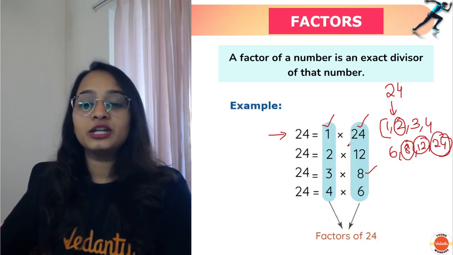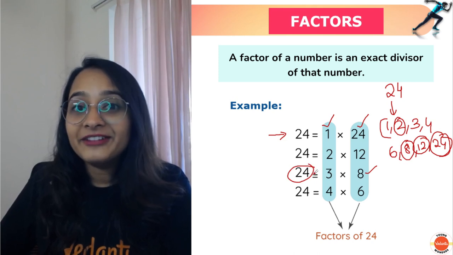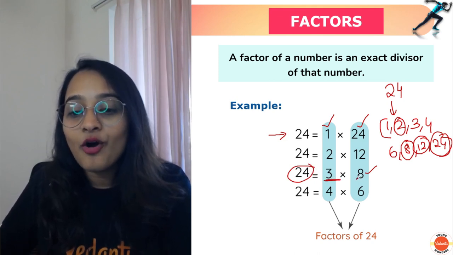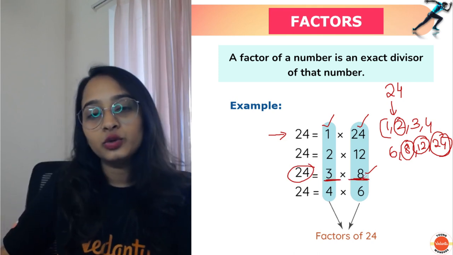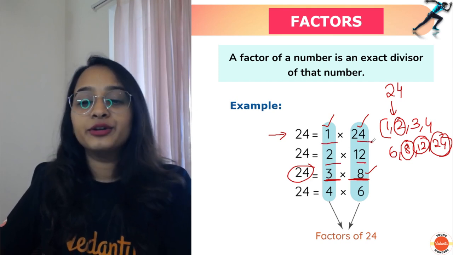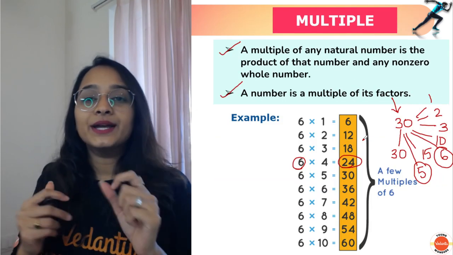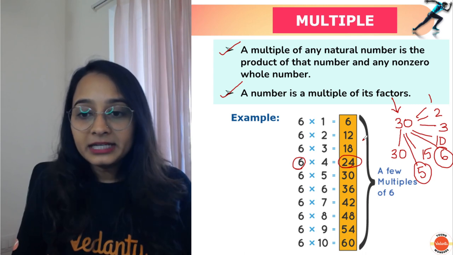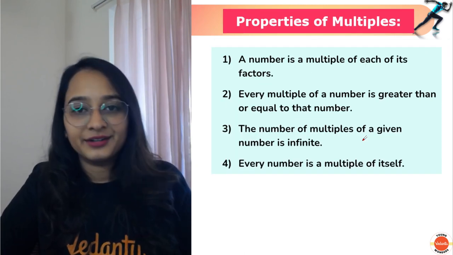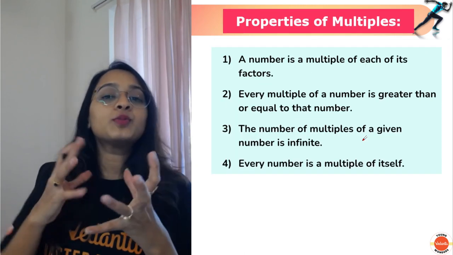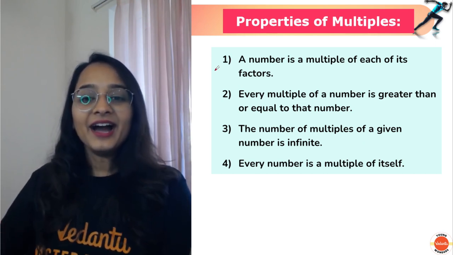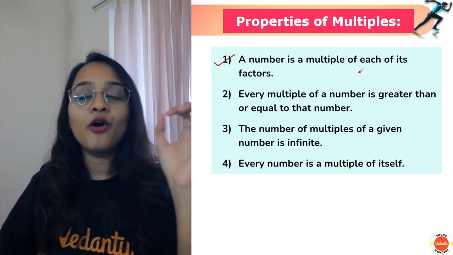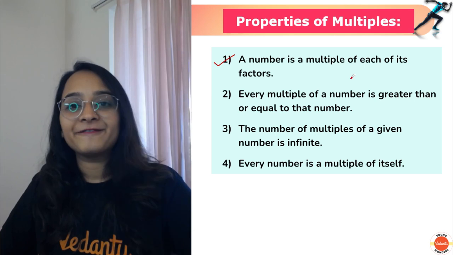Here also we have written 24 as the product of its factors: 3 into 8, 2 into 12, 1 into 4 and so on. So, a number is a multiple of its factors. Now, what are the properties of multiples? A number is a multiple of each of its factors.